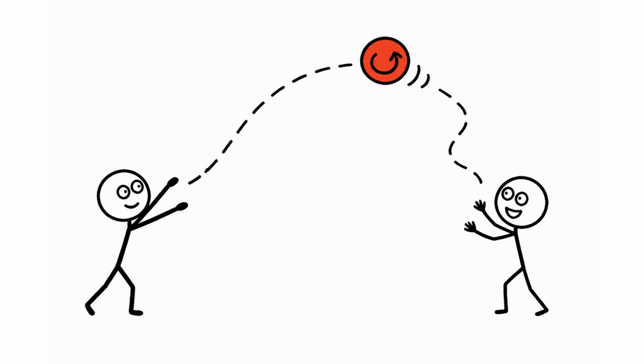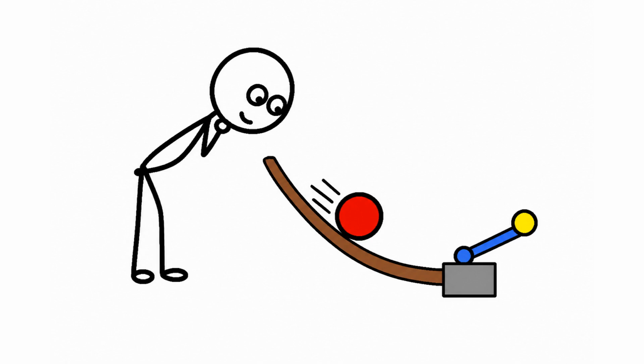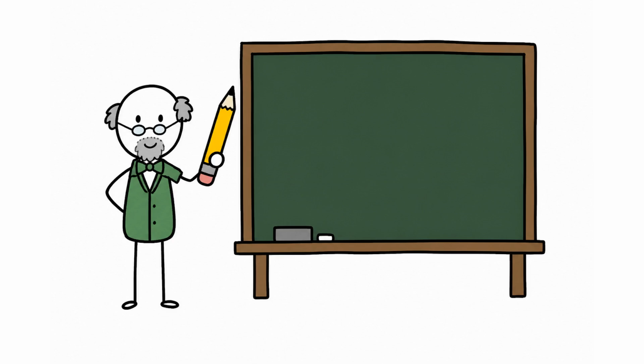Nobody is touching it. There are no strings, no magnets, no wind machine. And yet something invisible is reaching out in mid-flight and shoving that ball sideways. Once you see what it is, you will never watch a curving ball the same way again.